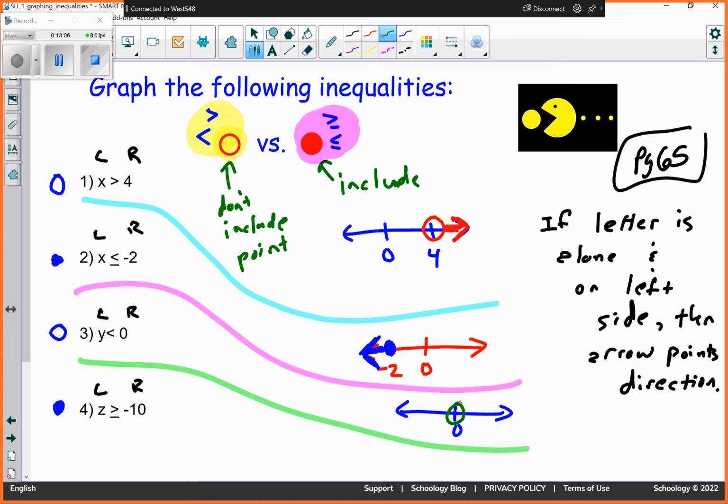And that arrow's pointing left. If the letter's on the left side, that's going to go that way. Okay? Now, some questions come: how much do I have to shade? I can see a little bit darker going a direction on your number line. So if you make your number line as thick as a marker, then you're going to have to use a bigger marker to indicate it.